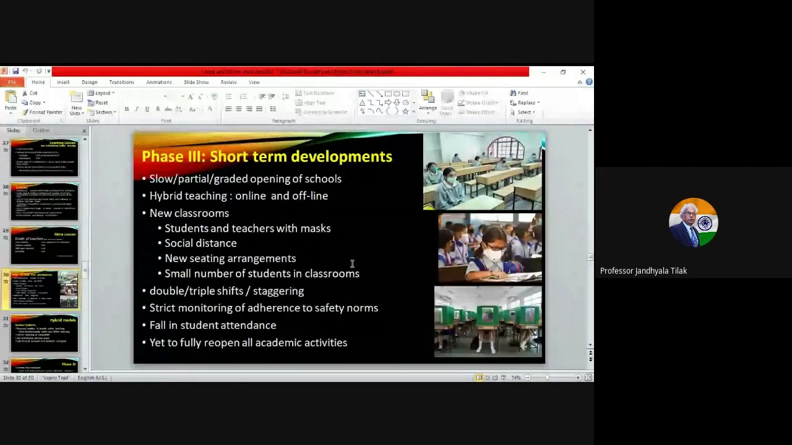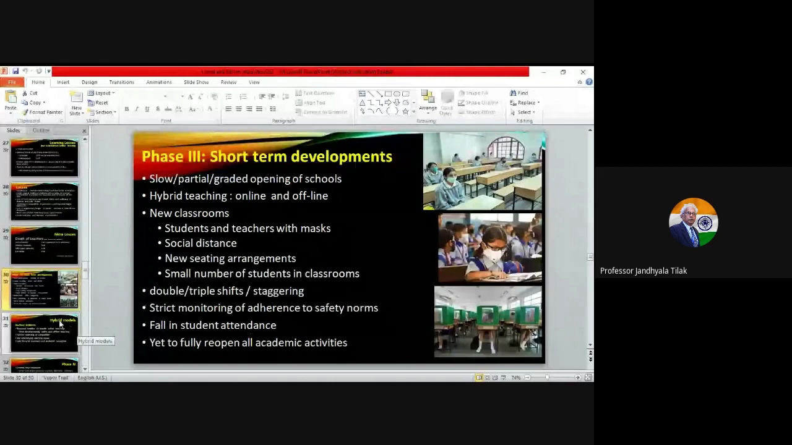They were also staggering, in the sense that some students will come on the first day, some students on the second day of the week, and some on the third day, or in the morning shift, evening shift, and so on. What was experienced very clearly was that not only could the safety norms not be enforced, but student attendance has fallen very significantly, essentially because, as I noted, the students' interest in educational activities has come down, and it's becoming very difficult to get them back.